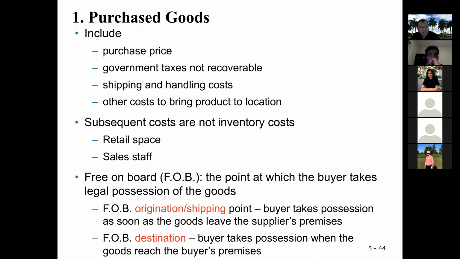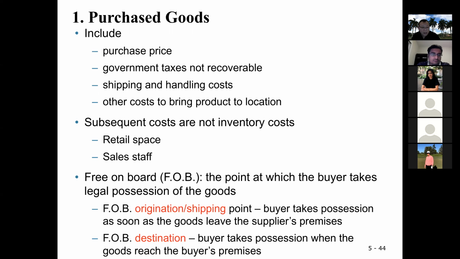Purchase price, government tax, GST sometimes, shipping and handling cost, and other costs to bring the product to its location. This should all be included in your inventory cost. Subsequent costs, for example, you rent a retail space, you pay for the salespersons. Those costs have nothing to do with the goods, with the inventory, so they should not be included in the inventory.